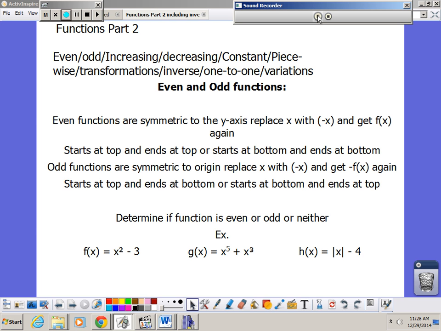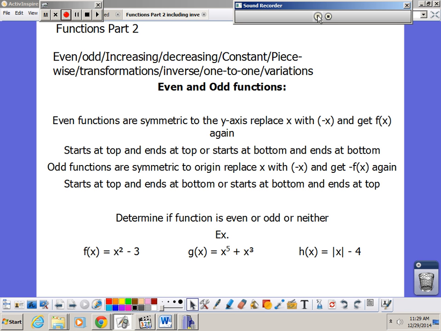Even and odd functions. Even functions are symmetric to the y-axis, which means that if you fold it in half over the y-axis, the left and the right side would match. To tell, you take the x out and replace it with a negative x. If you get the same answer again, it's even. What it means is an even function will start at the top and end at the top, or start at the bottom and end at the bottom.